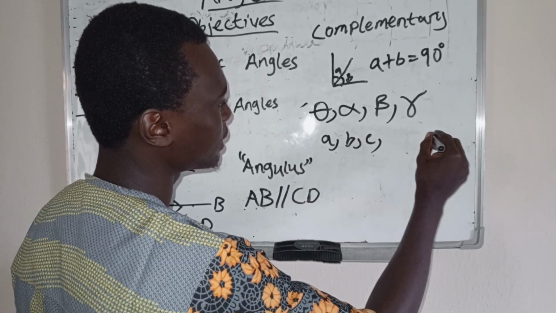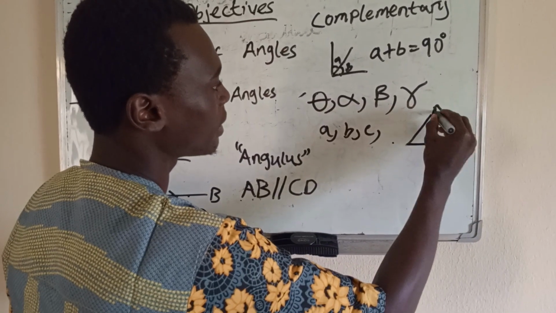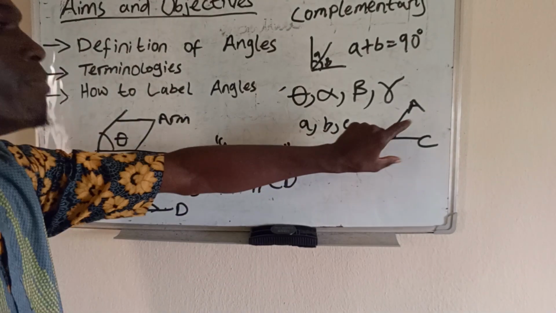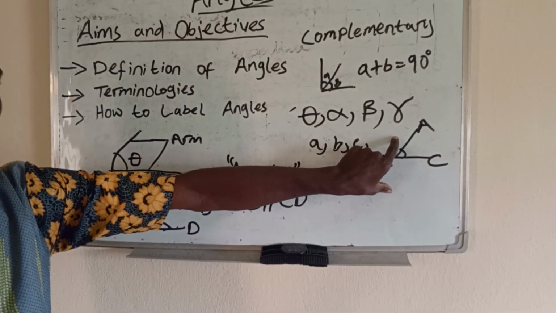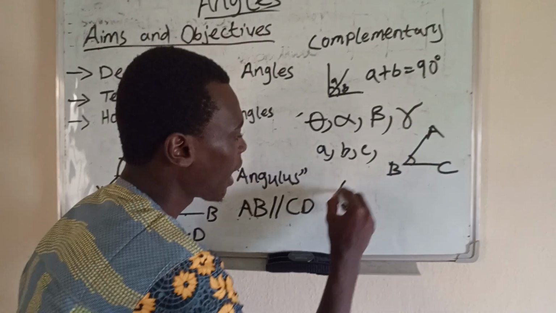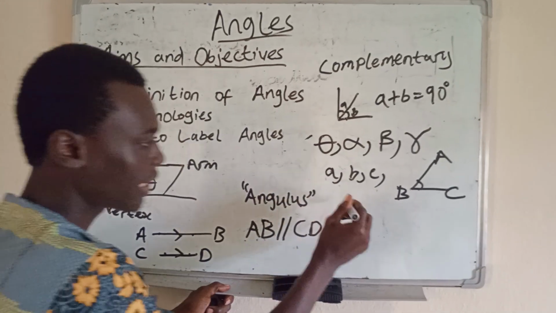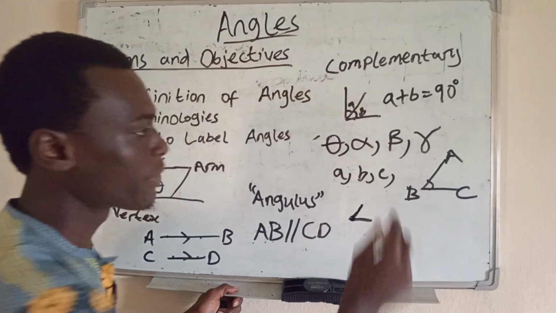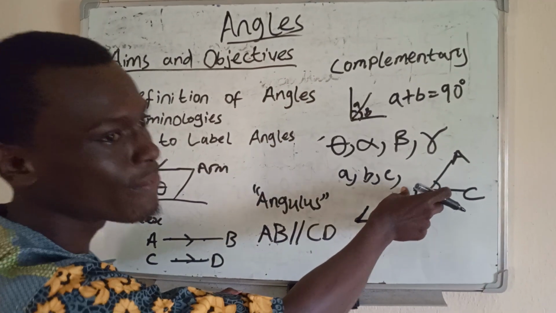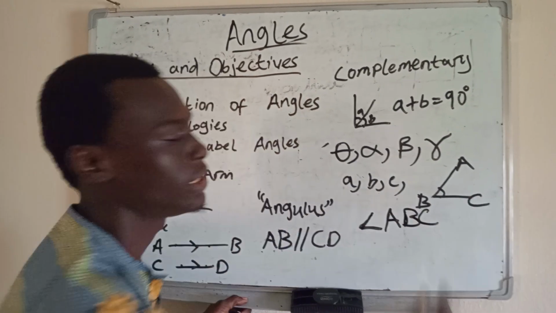And then if you want to label an angle, for example, I have an angle like this. This is A, this is B, and this is C. I want to bring out this diagram now in written form. First of all, this is my sign of angle. This sign here is the sign for angle, and then you write the first letter, and the letter carrying the vertex must be at the middle, at the center.